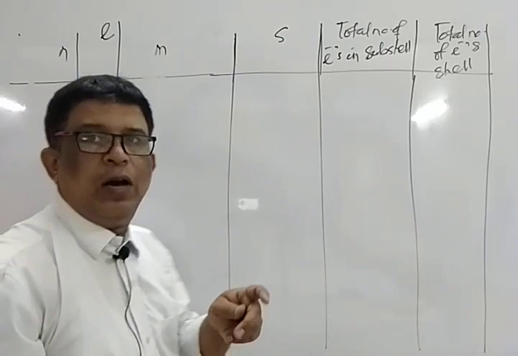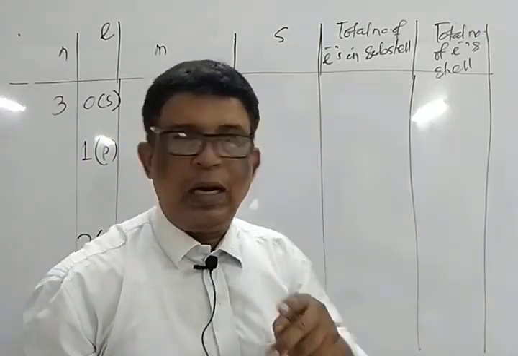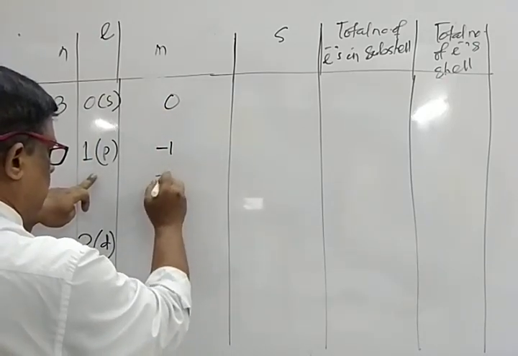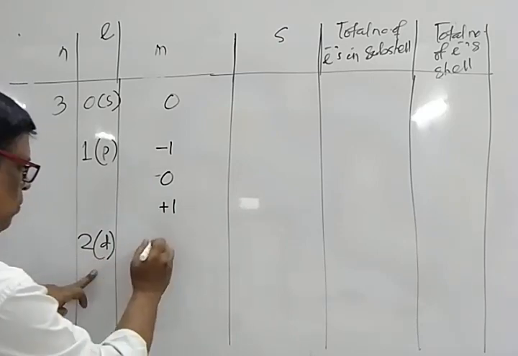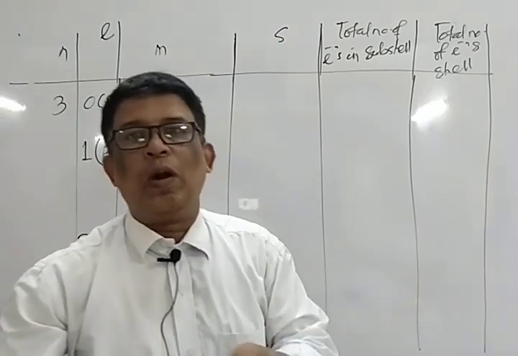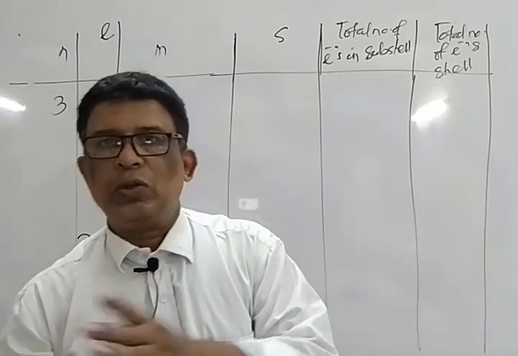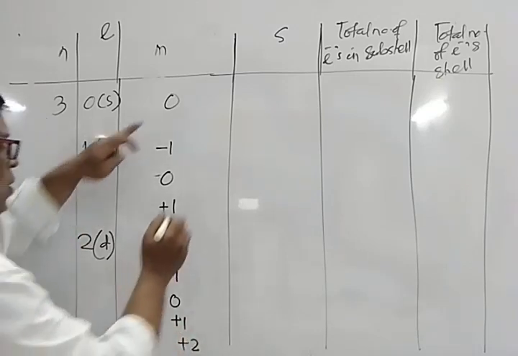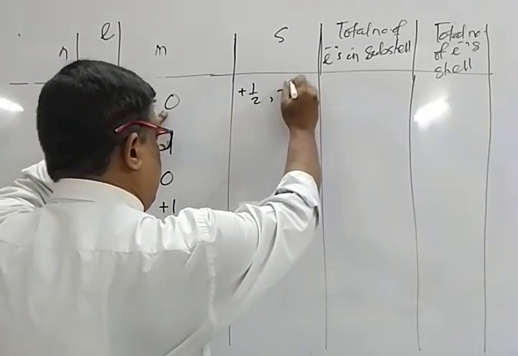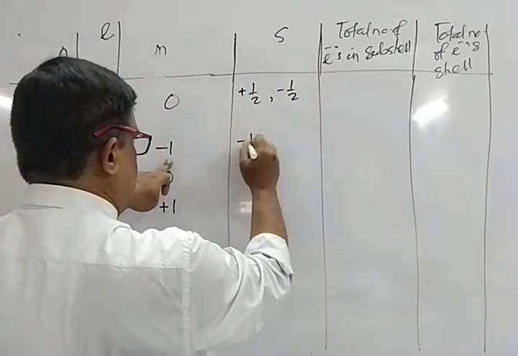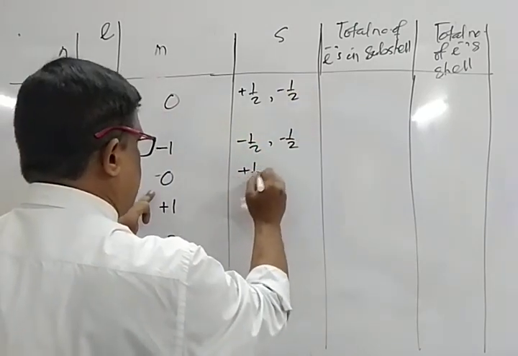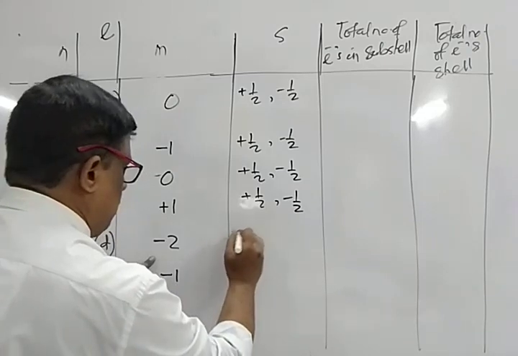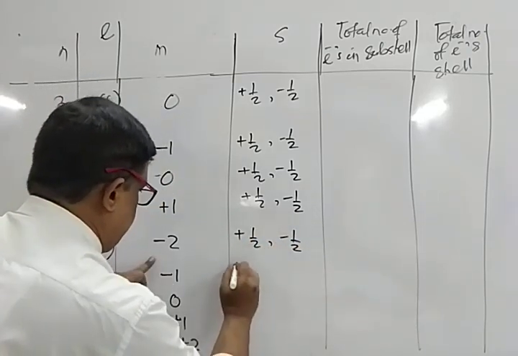Then the S subcell possesses only one orbital, that is the S orbital, and its value is minus L to plus L, that is 0. For P it is minus 1, 0, plus 1. For D it is minus 2, minus L to plus L through 0, minus 2 to plus 2 through 0: minus 2, minus 1, 0, plus 1, plus 2. Mark that. Each orbital has plus half, minus half.